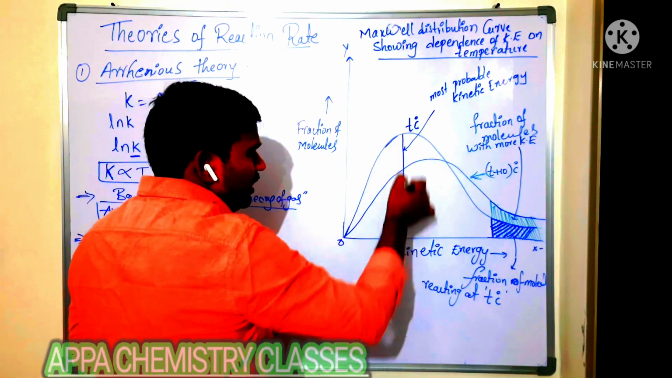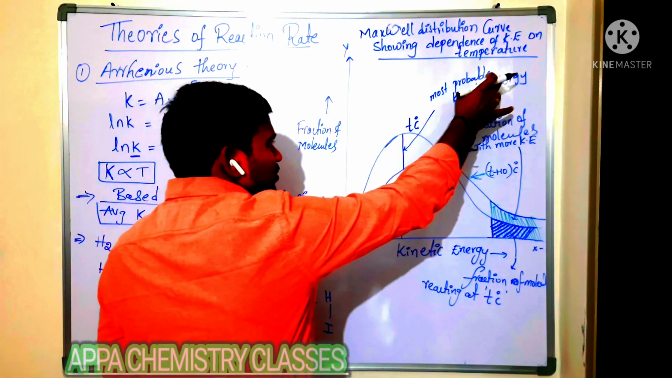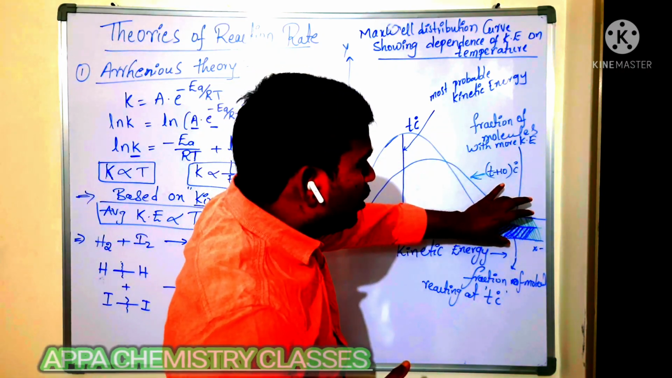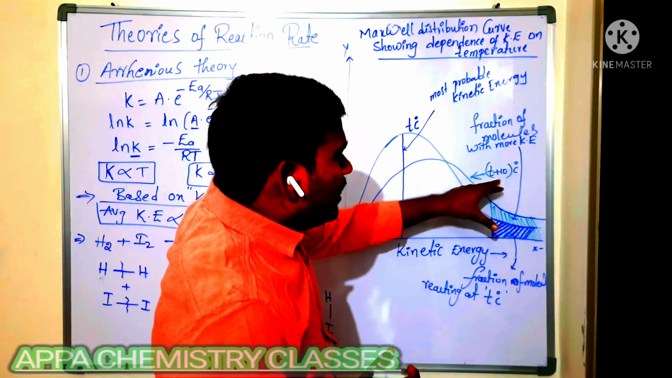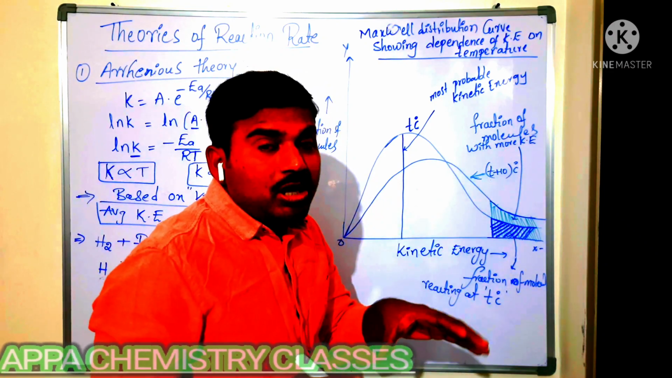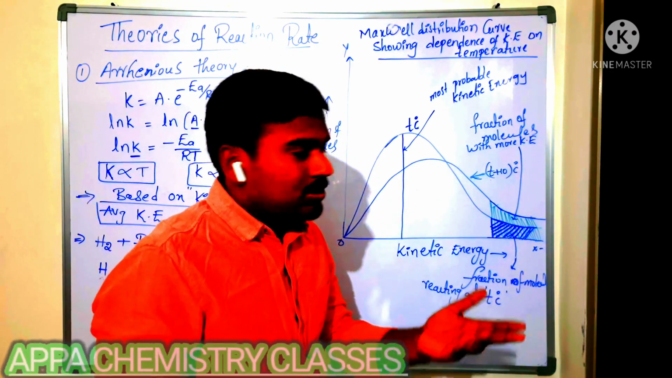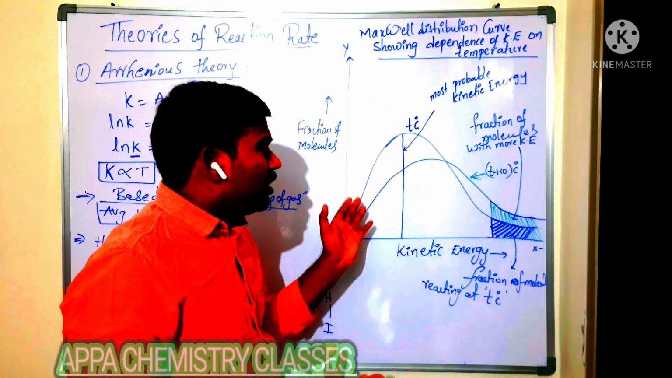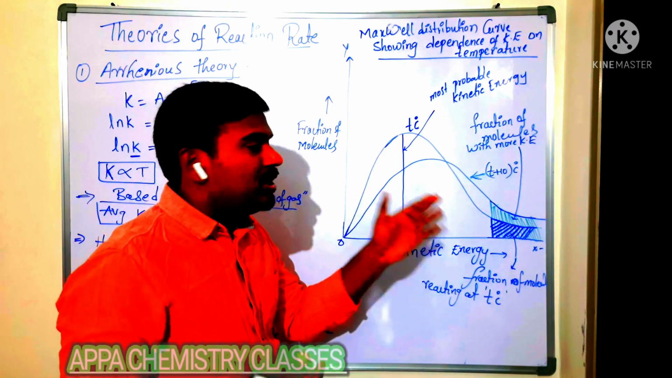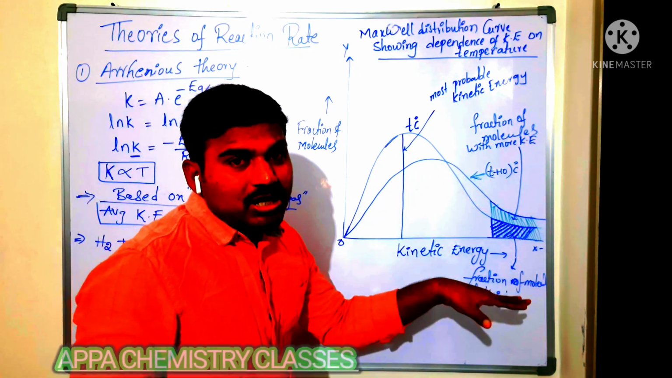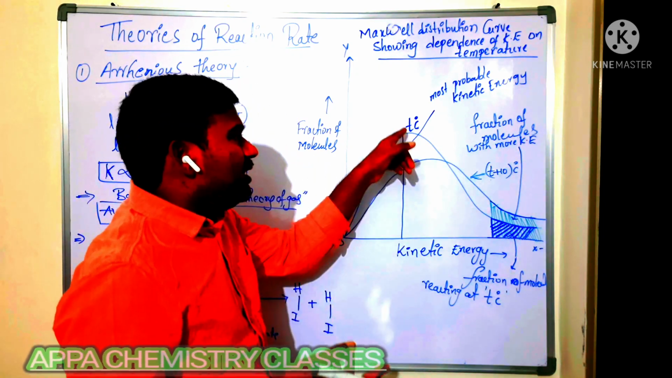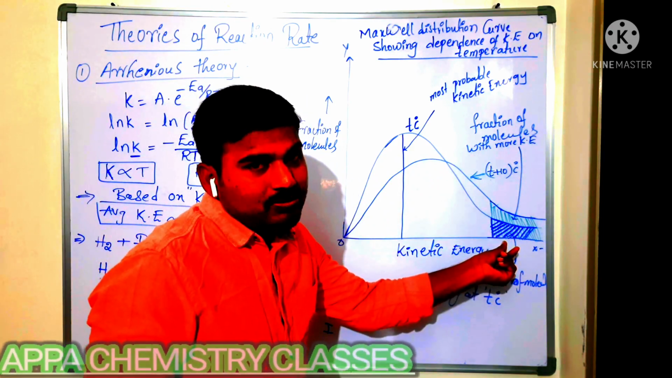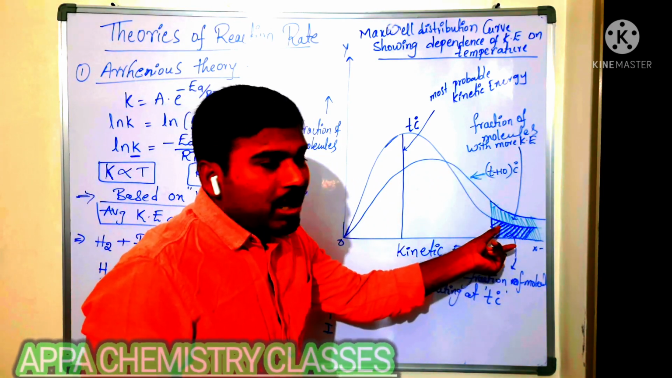Here whatever the energy which is there, it is called what? Most probable kinetic energy. Now you see the fraction of molecules which are having more kinetic energy at T plus 10 degrees Celsius. More number of molecules will have more kinetic energy, and more molecules are converted to product. Whereas at T degrees Celsius, that is low temperature, very few molecules have more kinetic energy. The fraction of molecules will be less.